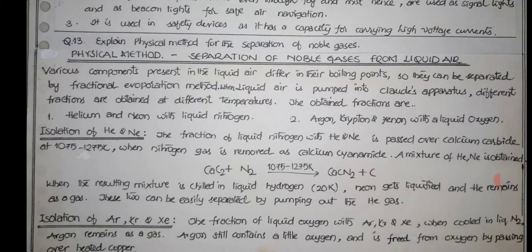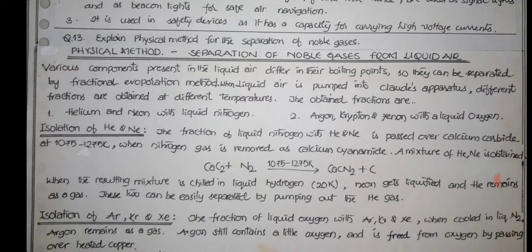When the helium and neon mixture is chilled in liquid hydrogen, temperature will be 20 Kelvin. When you are cooling this mixture, neon gets liquefied, helium still remains as gas. Neon gets liquefied and the helium remains as gas. These two can be easily separated by pumping out the helium gas.